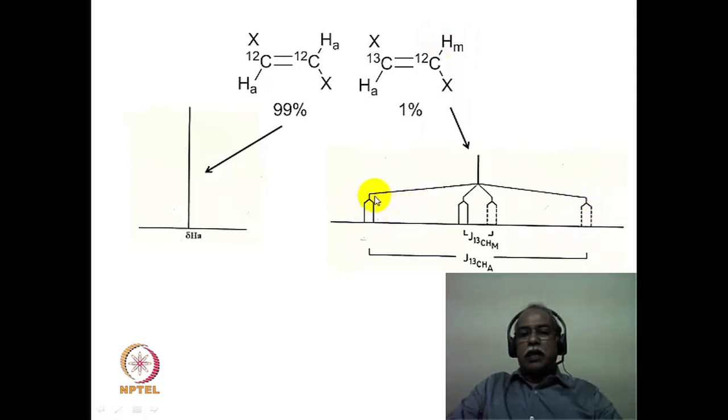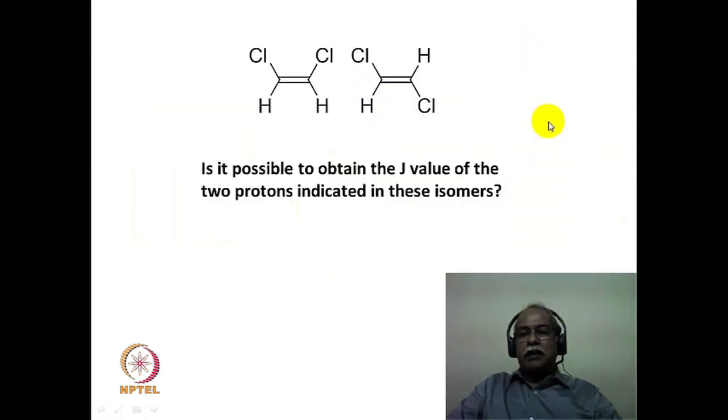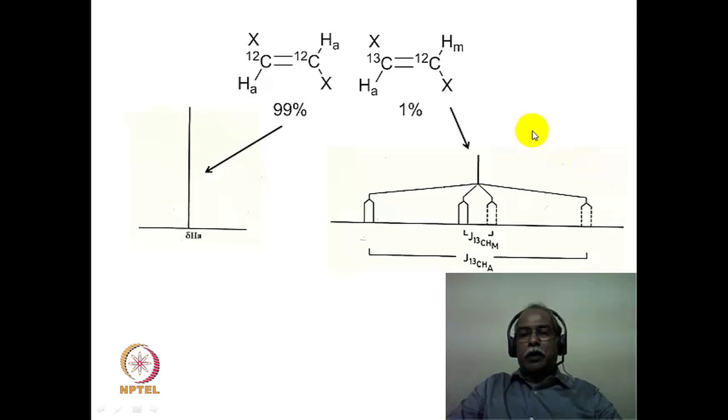So this large coupling is the carbon 13 hydrogen coupling, the one bond coupling, and this small coupling that you see here is the hydrogen-hydrogen coupling. That is the question we asked: can we get the coupling constant between these two apparently non-coupled hydrogens in a molecule like this? Yes, it is possible if you look at the carbon 13 satellite spectrum.